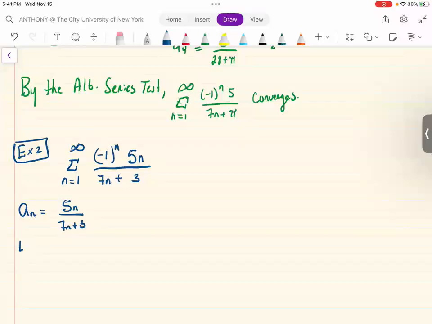So if I compute the limit here as n approaches infinity of 5n over 7n plus 3, that is equal to what? Yeah, this will be 5.